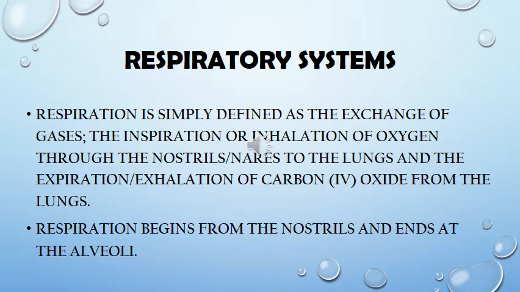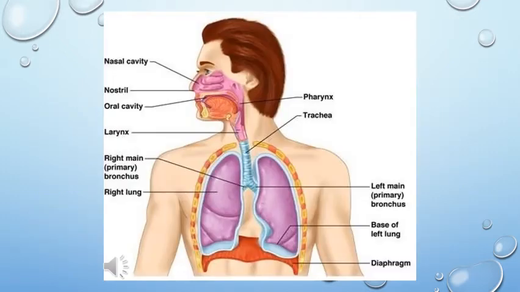As you know, or if you don't, you can learn now: respiration begins at the nostrils and ends at the tissue known as the alveoli in the lungs. You can look at the diagram right here. The diagram shows the nasal cavity. You can see the nostrils. That is where oxygen comes in and goes into the nasal cavity, down the pharynx and the larynx, through the trachea to the lungs.